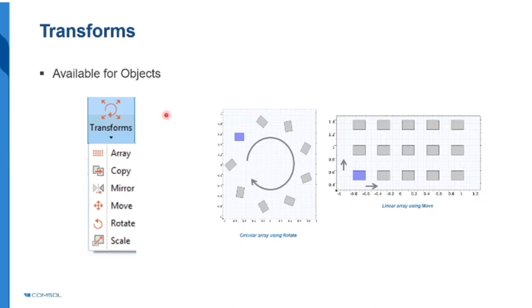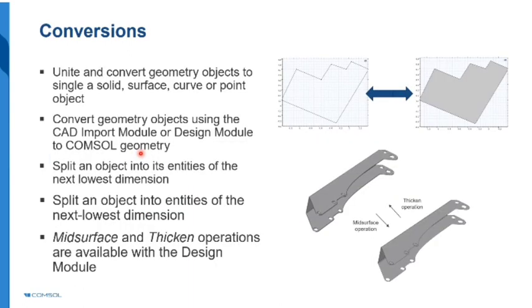So based upon various options available under transform, you can also create various types of arrays as you need, apart from the array feature which is given over here. Now the next part is the conversion. Earlier, as we discussed, you can convert geometry objects to solid surfaces, etc. For example, if you have created this closed curve, you can just use the convert to solid option and then convert it into a solid surface.